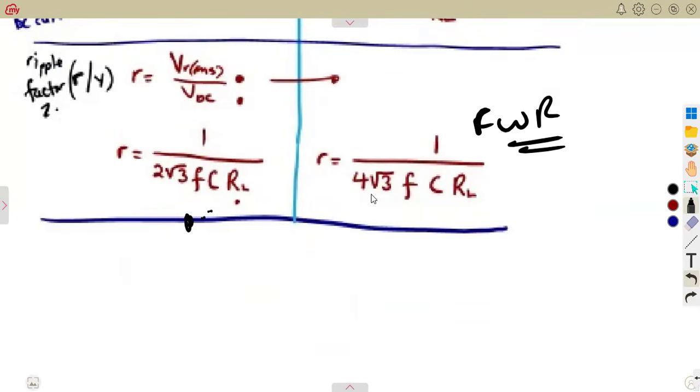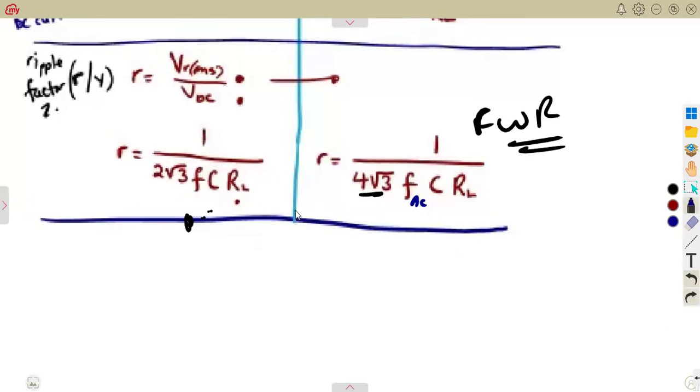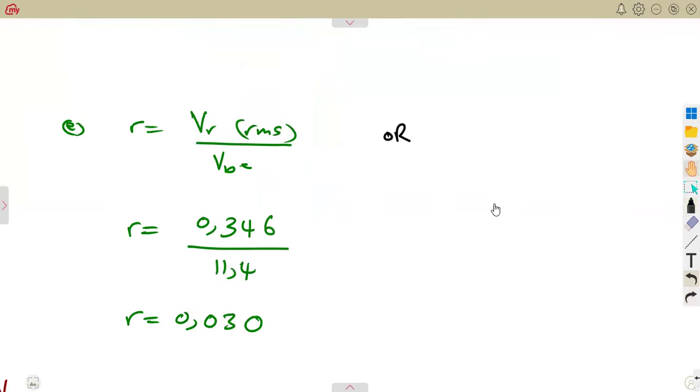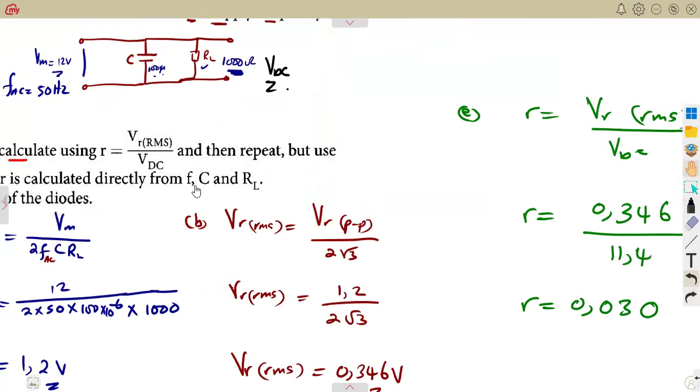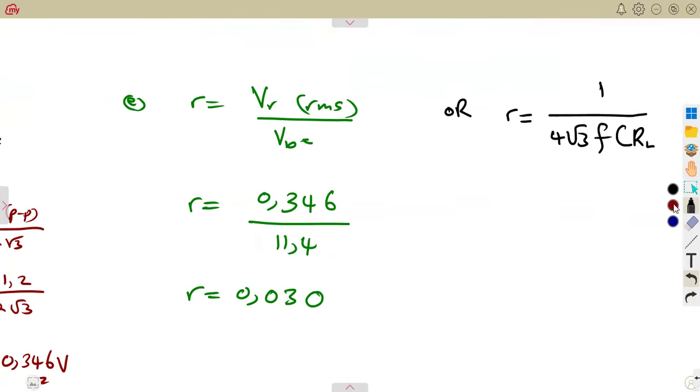Remember your formula: 4 square root of 3 f C, where f represents the AC frequency. So we can just substitute into this formula and we get our ripple factor. That is what they are saying. The formula has to consist of the frequency, the capacitance value, and RL. So r is equal to 1 over 4 square root of 3 f C RL, for a full wave.